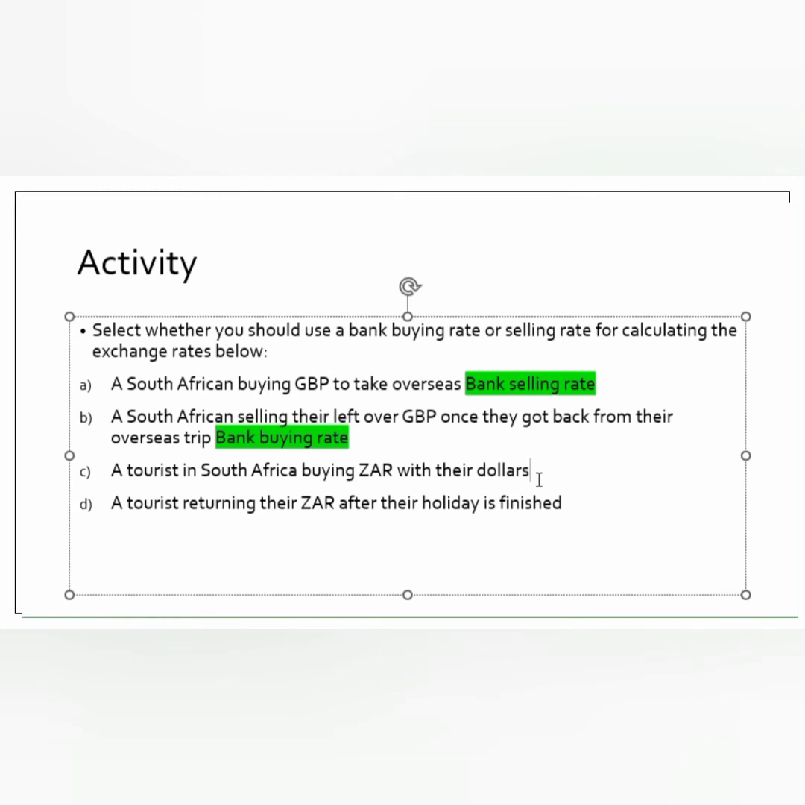And then a tourist in South Africa buying ZAR with their dollars, right? So it's a tourist in the country and they have dollars. However, with those dollars, they would like to buy what? ZAR. So because we have buying in that statement, then automatically the answer is bank selling rate.